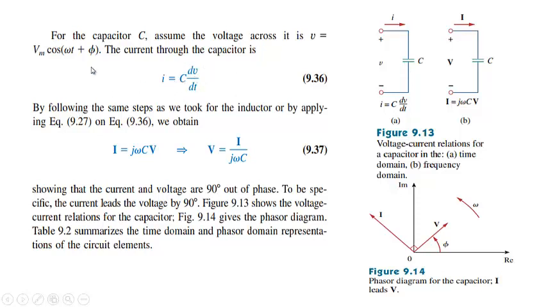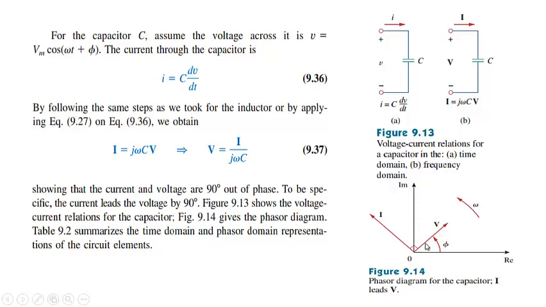So the differentiation of this voltage will be equal to minus V_m sin(ωt + φ) into ω, multiplied by this C. Going through the same steps, converting sine into cos and consuming the minus, it comes out that I will be equal to jωC into V, or V is equal to I divided by jωC.